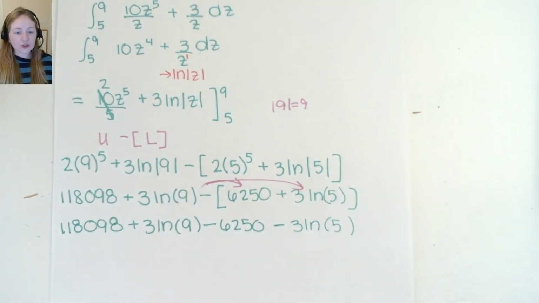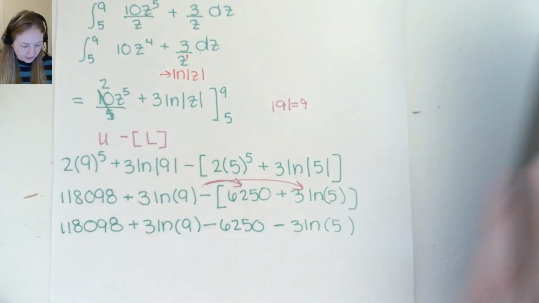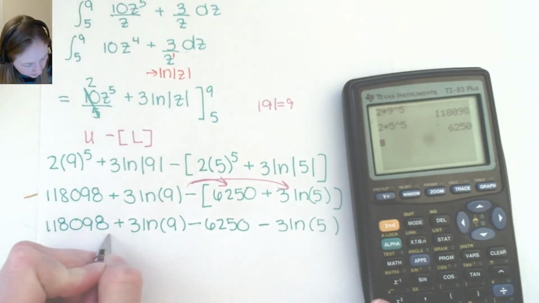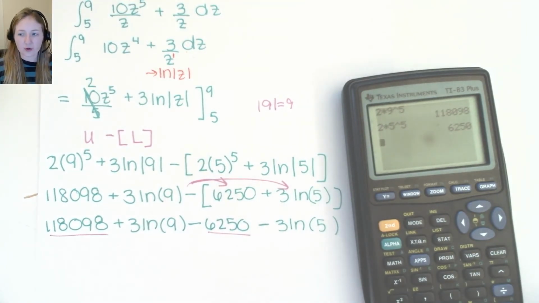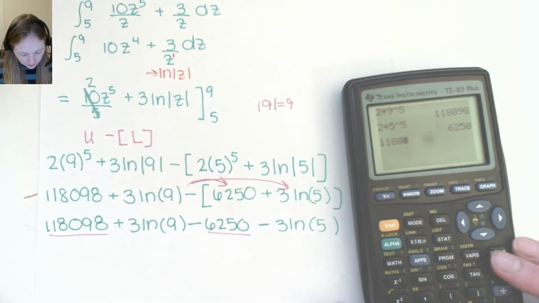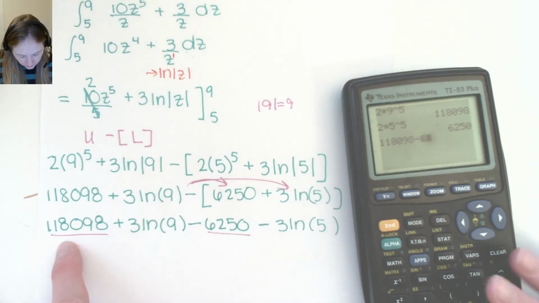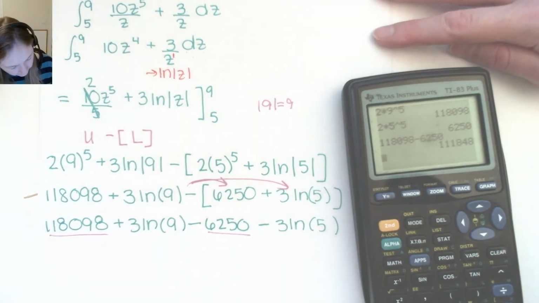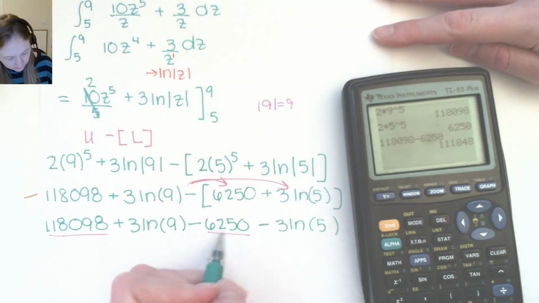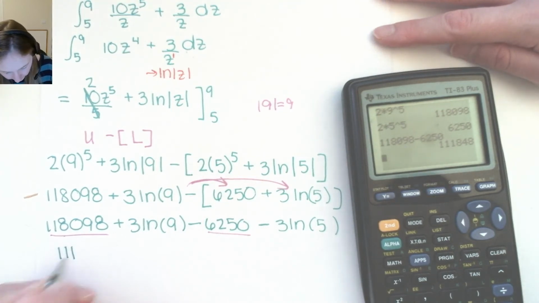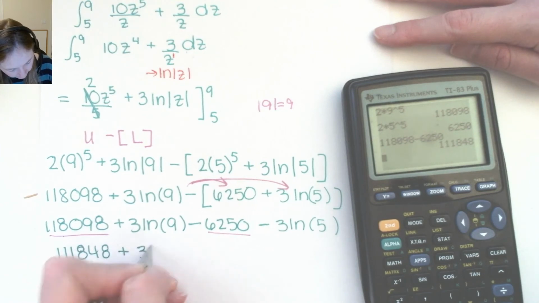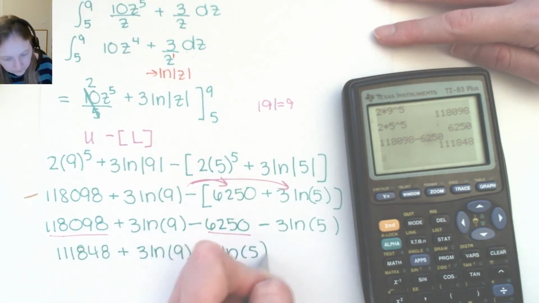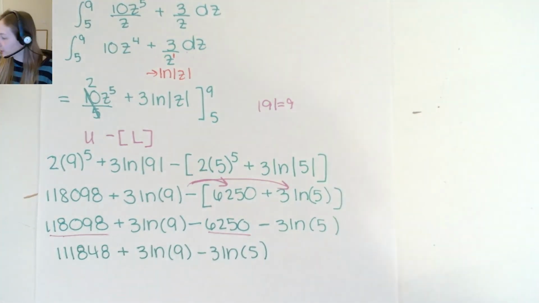Now, the only two like terms that can combine here are the 118,098 and the 6,250. So you would take those two terms and subtract, well, take this minus that, give you 111,848 plus 3 natural log 9 minus 3 natural log 5. And that would be your final answer.